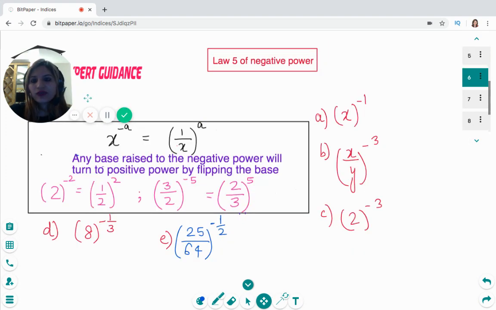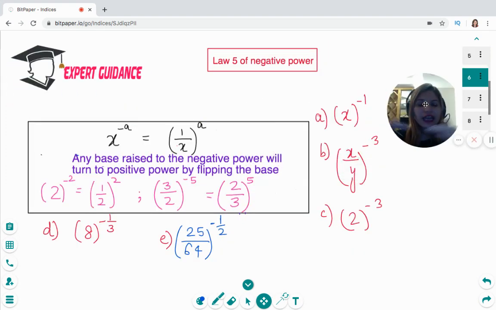Now let's come to the fifth law, which is the negative power. If you have any power as negative, that can be converted to positive when you flip the base. Flip the base means whatever is the numerator, you make it a denominator, and whatever is the denominator, you make it a numerator. So here it is x to the power minus a, which had a denominator 1. So you flip it, it becomes 1 over x, and the power turns out to be positive, which is a. So 2 to the power minus 2, flip the base, that becomes half, the power becomes positive, that is 2.